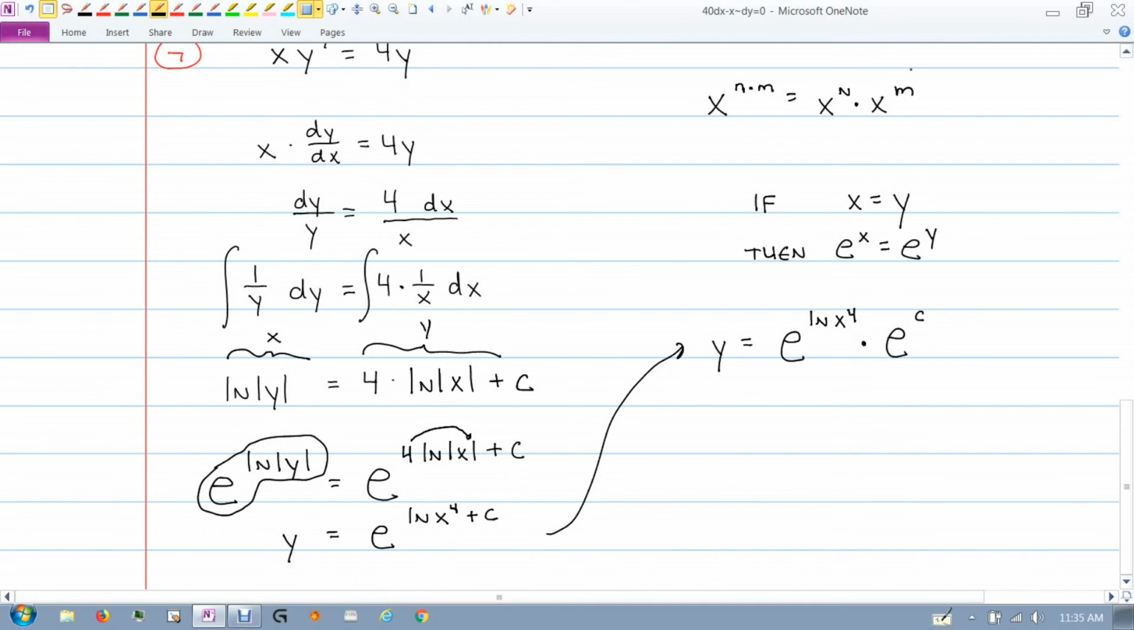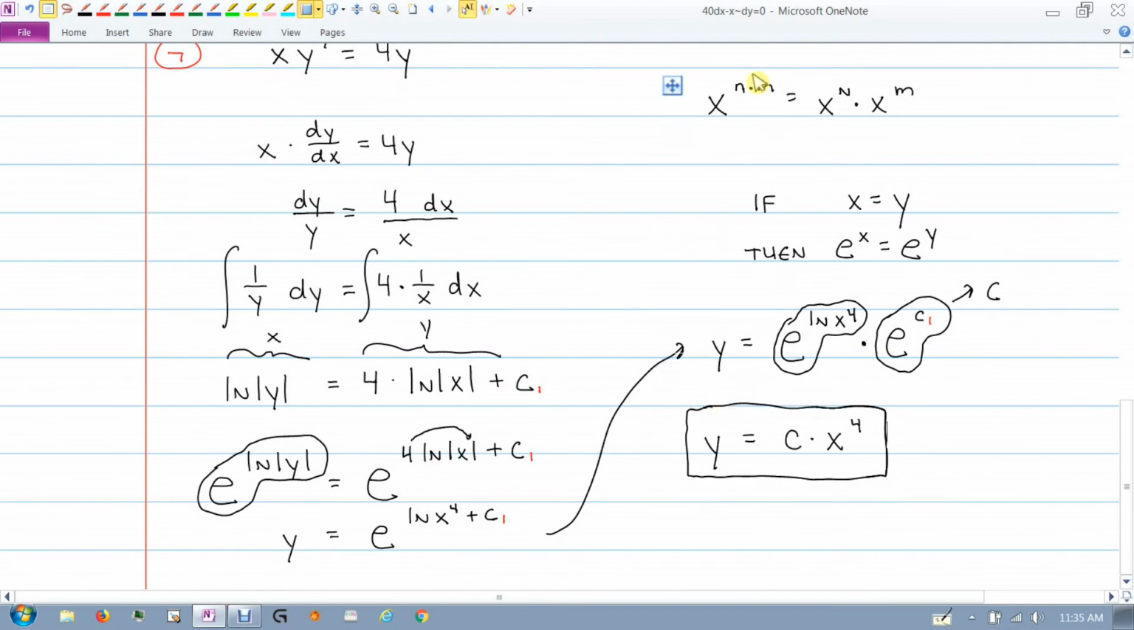And you know what, let me change this c to c sub 1. There we go, like that. And the reason I'm doing that is just because at the end here, e raised to some constant is still some constant. So I'm going to call that c. And then again, the e to the natural log of x to the 4th, the e and the natural log are going to kill each other off. So you're just going to get the x to the 4th, and you're going to have a constant. So c times x to the 4th should be my function. All right, so this is it right here. Okay, let's move on to number 8.